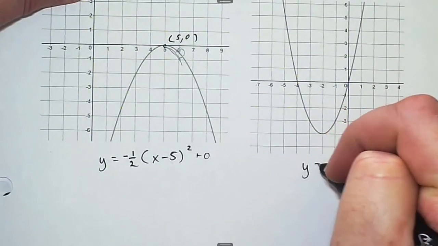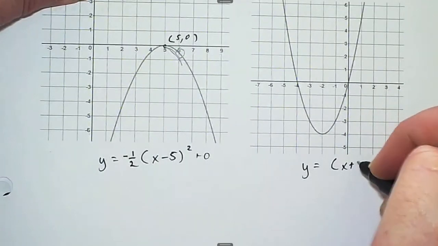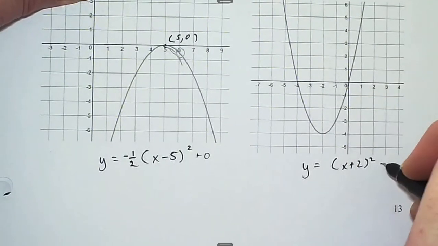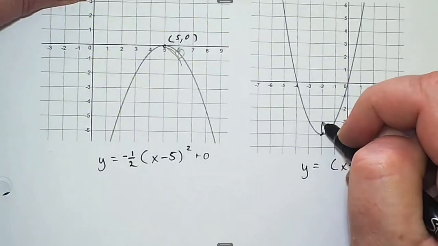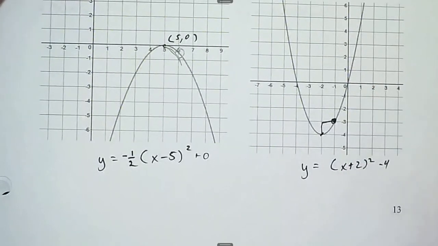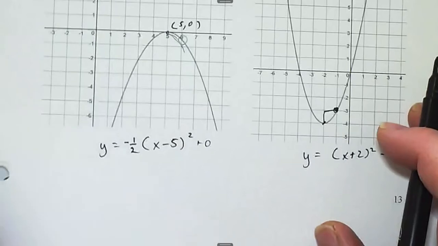We have y equals x plus 2 squared and then minus 4 for the vertex. And this is going absolutely perfectly through that 1, 1 point. So it must be a positive 1.